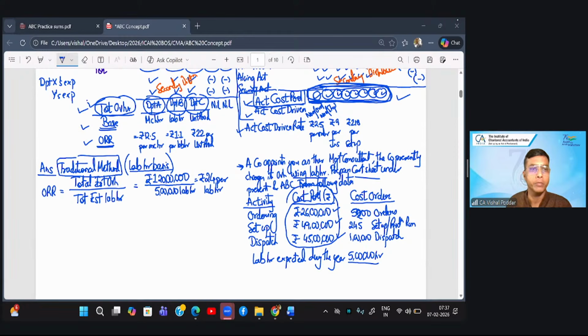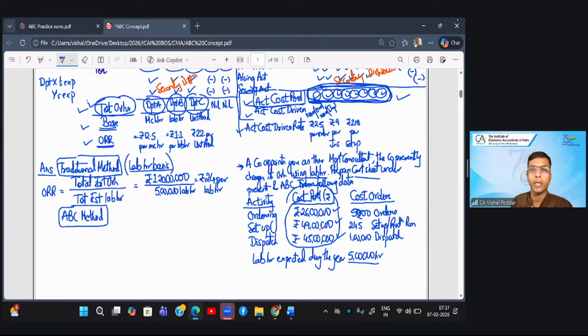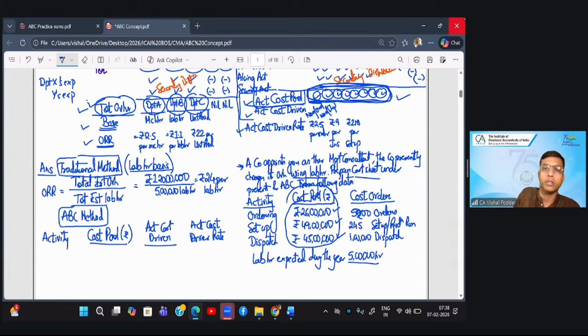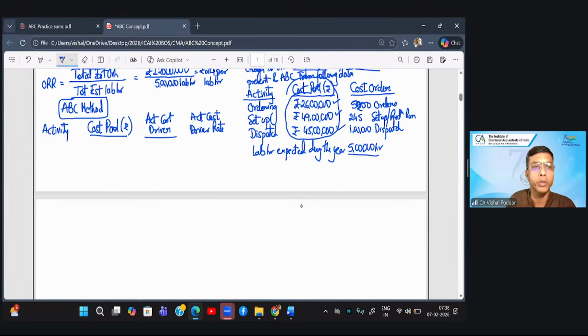Now the same sum, you have to solve it by the ABC method also. Again, before you prepare the cost sheet, you need to find out ORR. Now for ABC, we will have this type of a table. So activity name, the cost of each activity, which is called cost pool, and the basis, which is called activity cost driver. When you divide this by this, you will get the ORR, which will be called activity cost driver rate. Now, this is already given ready-made in the question. 90% of the questions will give it ready-made. Few questions you have to do some calculations. Otherwise, these are given ready-made.